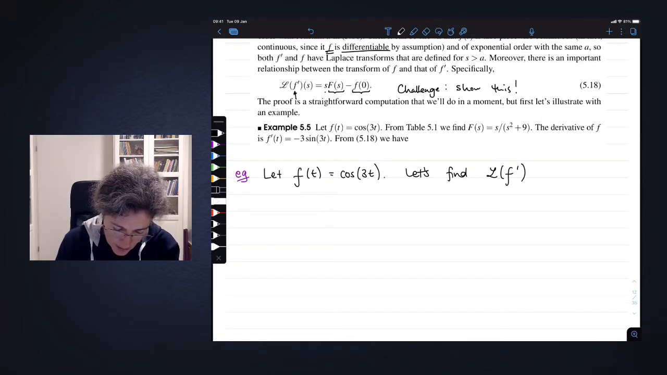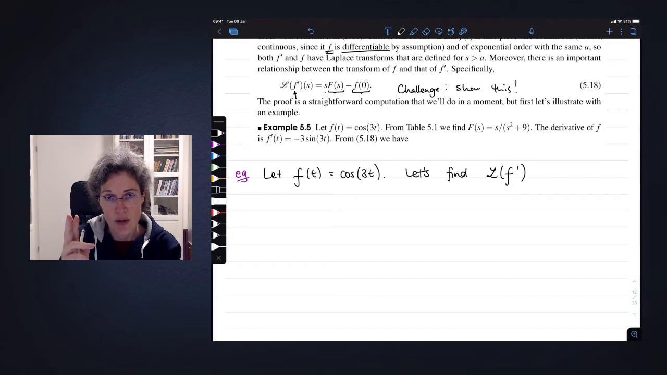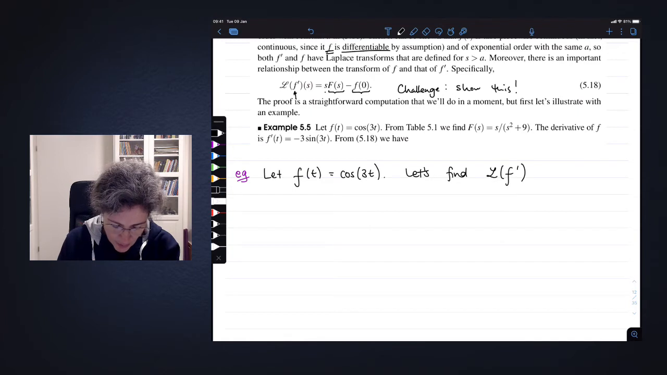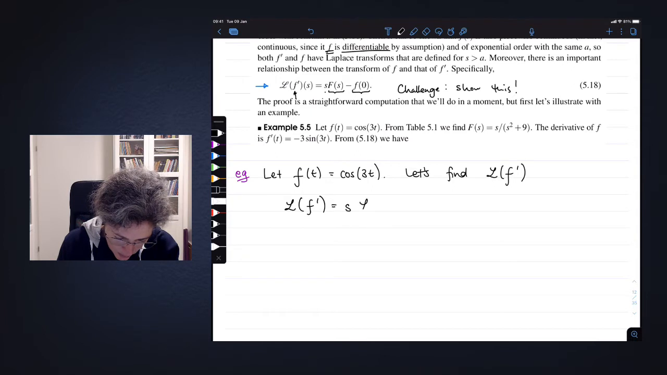Okay, so we're going to do this calculation 2 ways to kind of justify that it seems to work. So our original function is going to be f of t is equal to cosine of 3t, and we want to find the Laplace transform of the derivative of f. So we could just use this equation up here. That equation says the Laplace transform of f prime is s times the Laplace transform of our original function. So that's the Laplace of cos of 3t minus cos of 3 times 0.